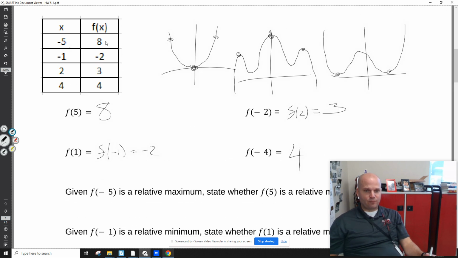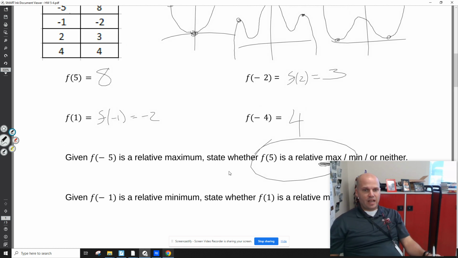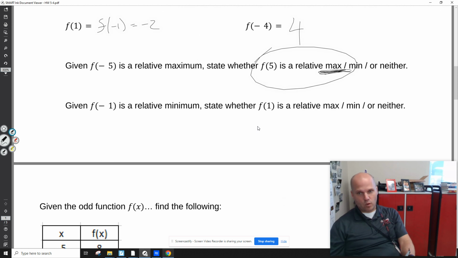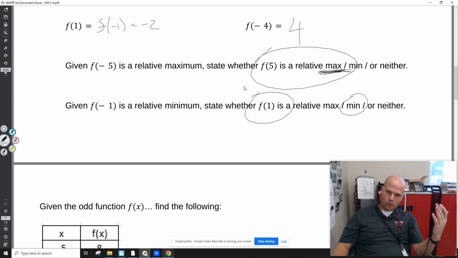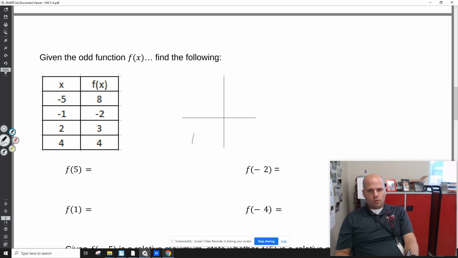If f of negative 5 is a relative max, well, f of 5 has to be a relative max. If f of negative 1 is a relative min, f of 1's got to be a relative min. Has to happen. Cool? Now, what about odd functions? Well, again, they're a little bit trickier, but you can kind of see if you look at like a cubic function or any kind of symmetrical.